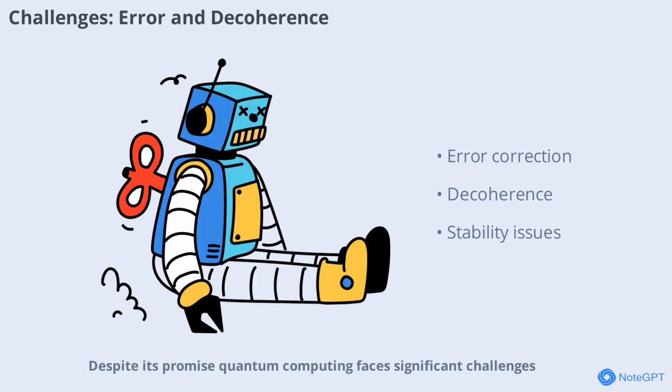Despite its promise, quantum computing faces significant challenges. One of the biggest is error and decoherence. Qubits are extremely sensitive to their environment, which can cause them to lose information quickly. Researchers are developing error correction techniques and more stable qubit designs to overcome these obstacles. Solving these challenges is crucial for building practical, large-scale quantum computers. In the next scene, we'll discuss the importance of quantum error correction.